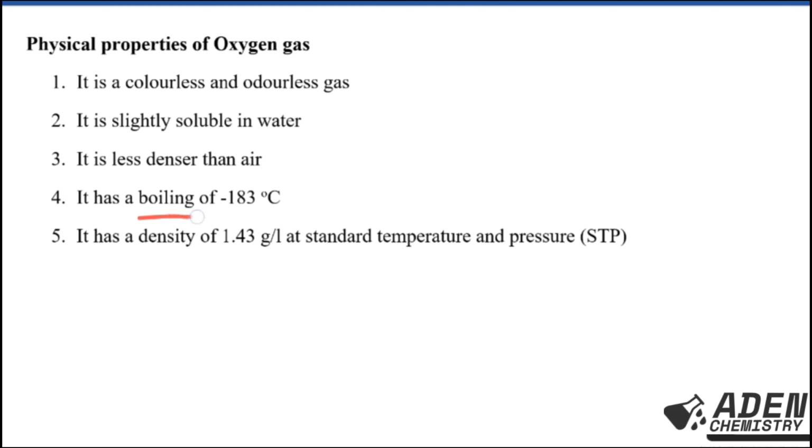It has a boiling point of negative 183 degrees Celsius, and it has a density of 1.43 grams per liter at standard temperature and pressure, STP. So that is the end of our lesson today. Thank you.